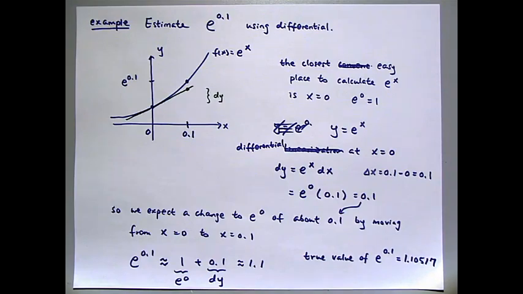So this is the kind of thing that you can use to estimate the value of a function close to a point where you know it easily and accurately, and then make a small change from that.